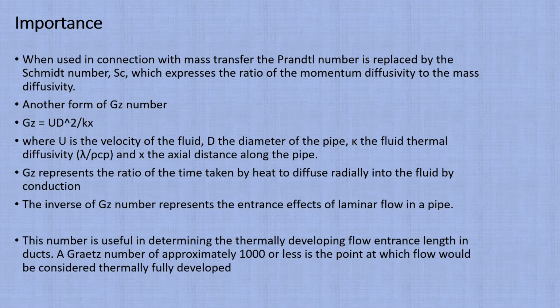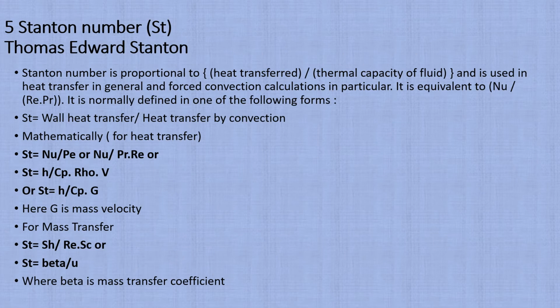So when we have Graetz number that is equal to 1000 or less than 1000, then we call the flow thermally fully developed flow. At number 5, we have Stanton number. Stanton number is the ratio of wall heat transfer divided by heat transfer by convection, and it is mostly used in forced convection heat transfer calculations.